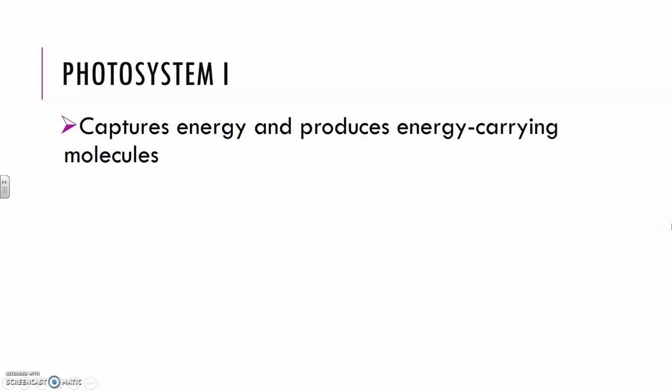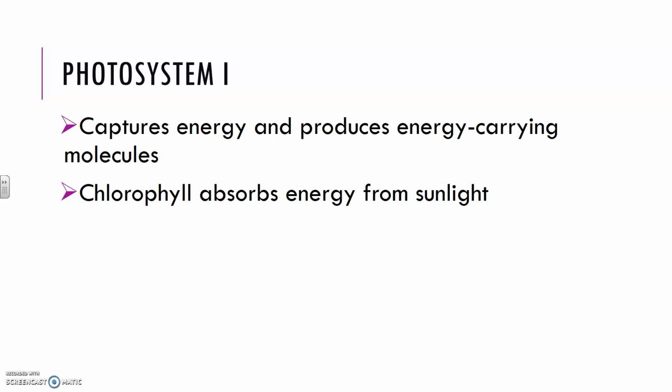Alright, so now we have electrons just kind of chilling out in the thylakoid membrane. They're not as high energy anymore because some of their energy has been used to transport those hydrogen ions across the membrane. Okay, so now photosystem 1 is going to capture more energy, shove that back into those electrons, and then use that to produce energy-carrying molecules.